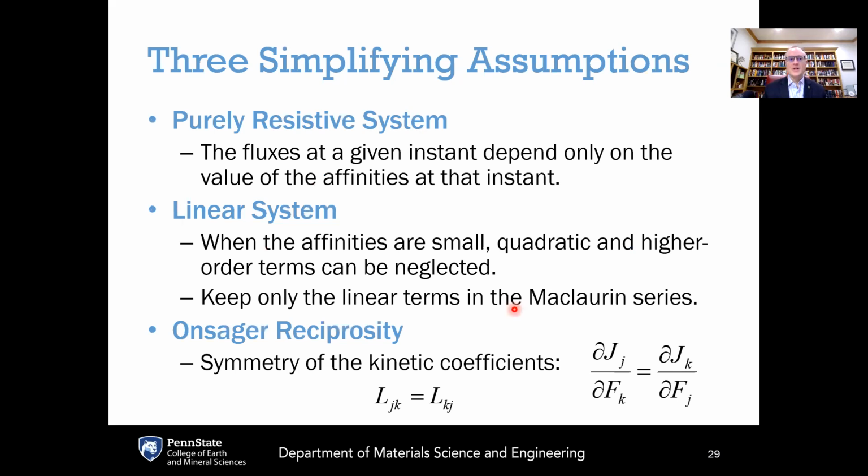So to summarize these three simplifying assumptions, the first was a purely resistive system, that the fluxes at a given instant in time depend only on the value of the affinities at that instant in time. The second assumption is linearity. When the affinities are small, quadratic and higher order terms from the Maclaurin series can be neglected, keeping only the linear terms. And then the third assumption is Onsager reciprocity, which is the fundamental symmetry of these kinetic coefficients. So Ljk equals Lkj.